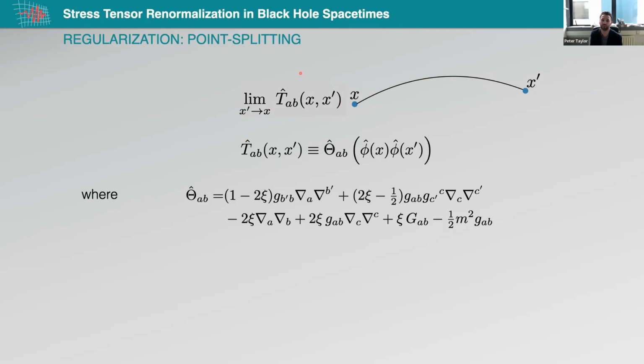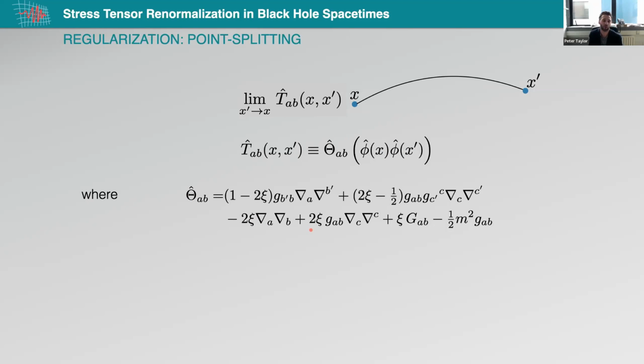We can express this bi-distribution as some differential operator, which I'm just going to label as theta hat, subscript AB, acting on some product of field operators evaluated at different space-time points, x and x prime. Provided x is not equal to x prime, this will be a well-defined quantity. It's only in the limit as x prime goes to x that this thing is ill-defined. And I'm defining my operator in such a way that I get back the classical stress energy tensor expression in the classical limit at coincidence as x prime goes to x.